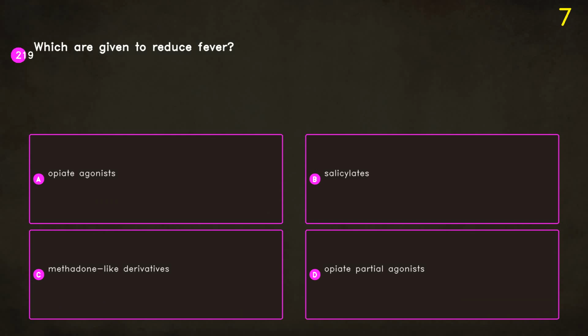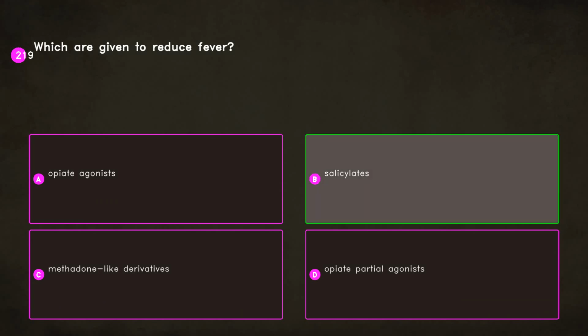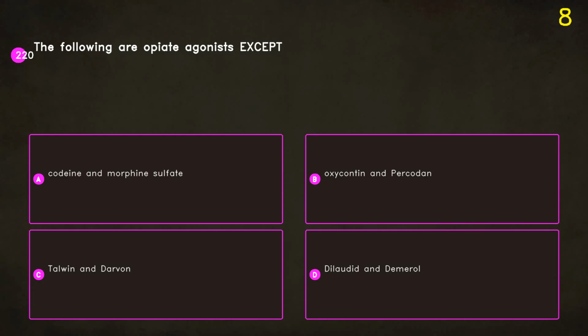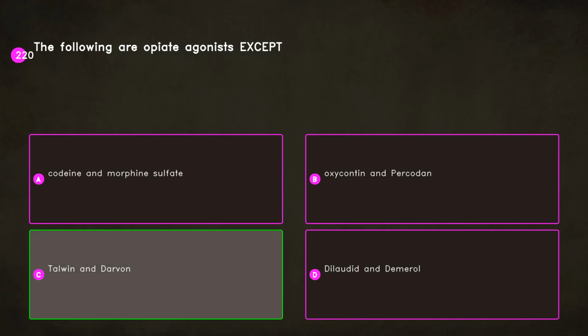Question 219. Which are given to reduce fever? A. Opiate agonists. B. Salicylates. C. Methadone-like derivatives. D. Opiate partial agonists. The correct answer is salicylates. Question 220. The following are opiate agonists except A. Codeine and morphine sulfate. B. OxyContin and Percodan. C. Talwin and Darvon. D. Dilaudid and Demerol. The correct answer is Talwin and Darvon.